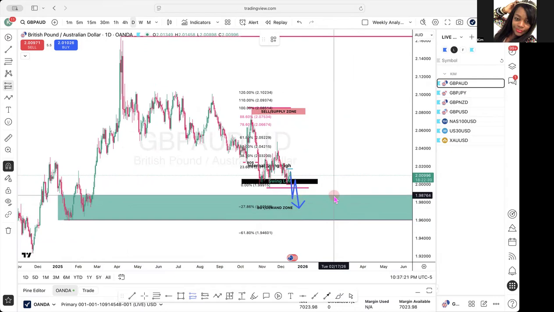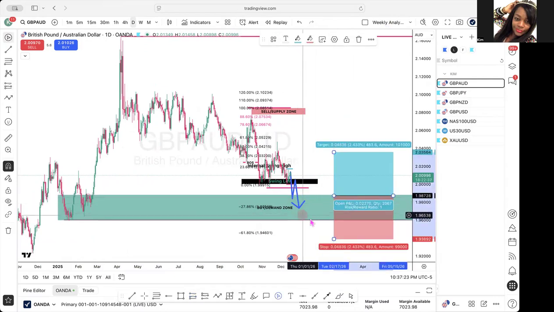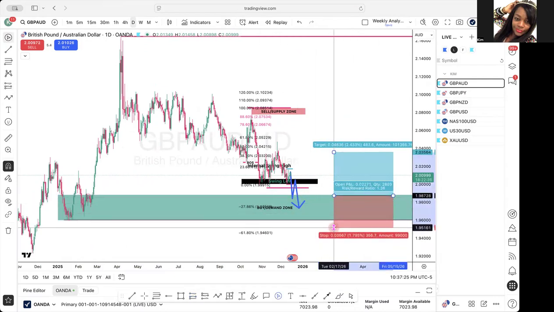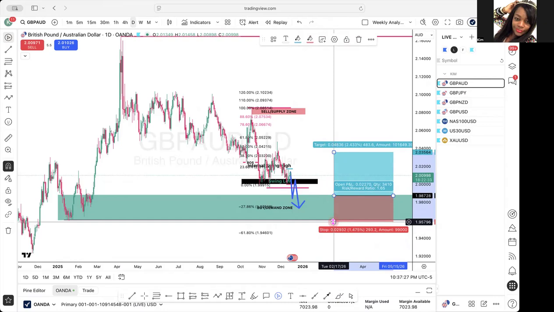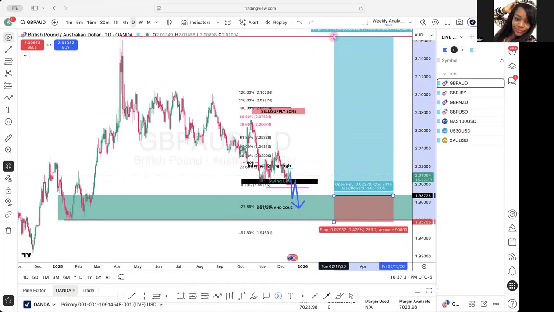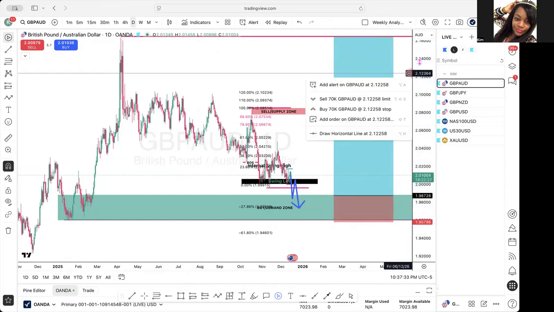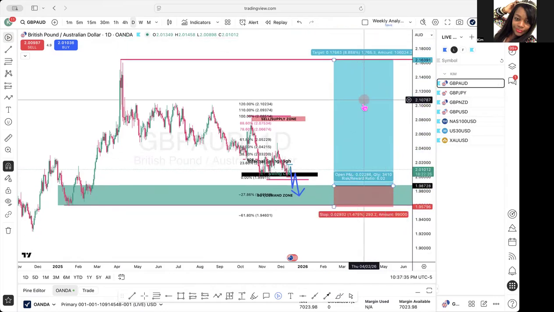And of course, this is not the zone. It's probably going to come further down, but then you would look for your buy once you get the shift and then take it up to... This is definitely a swing trade. How many pips is that? 1,700 pips. 1,766 pips to be exact.